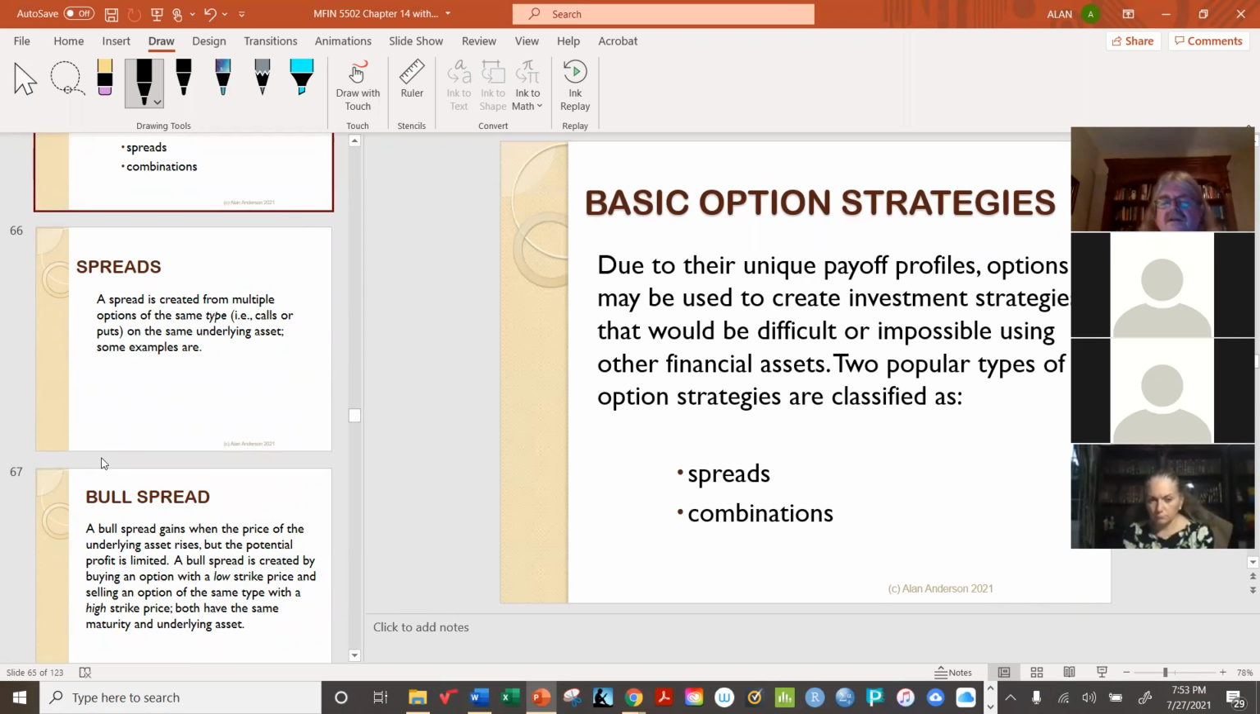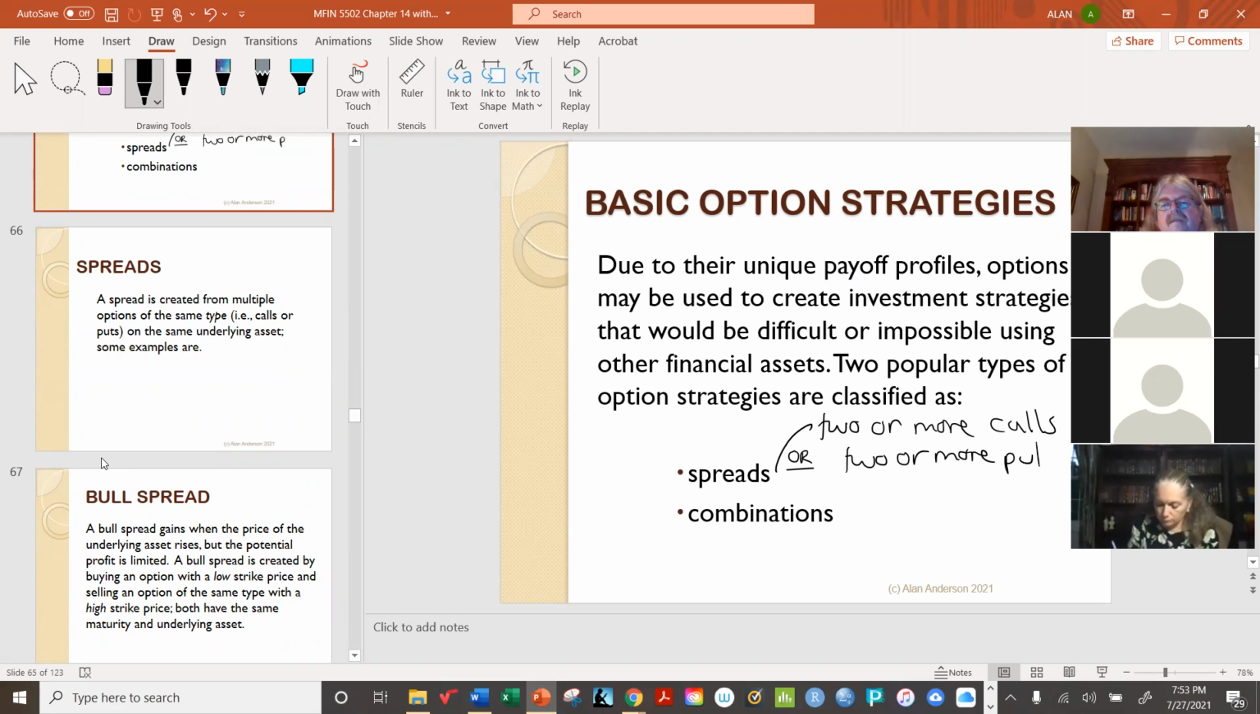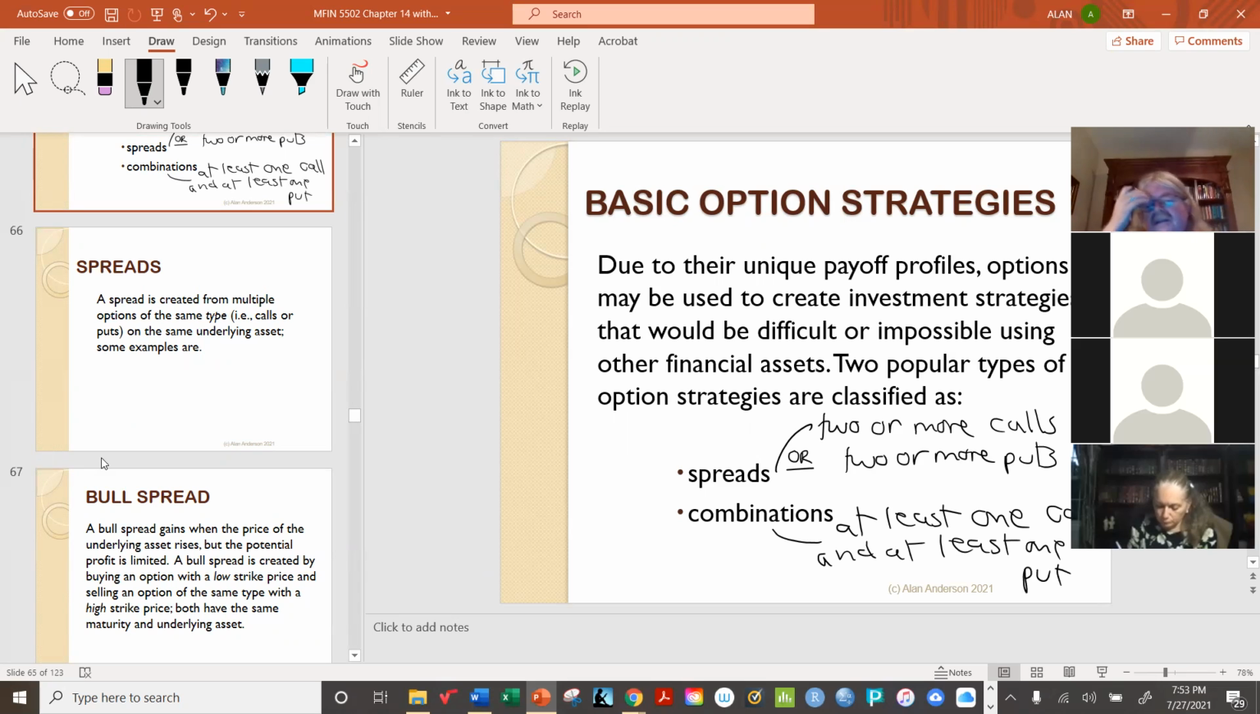What's different about the two is that this one is either two or more calls or two or more puts. This one is at least one call and at least one put. Okay, that's the difference between the two cases. And you'll see when we look at these strategies how they're different from each other.